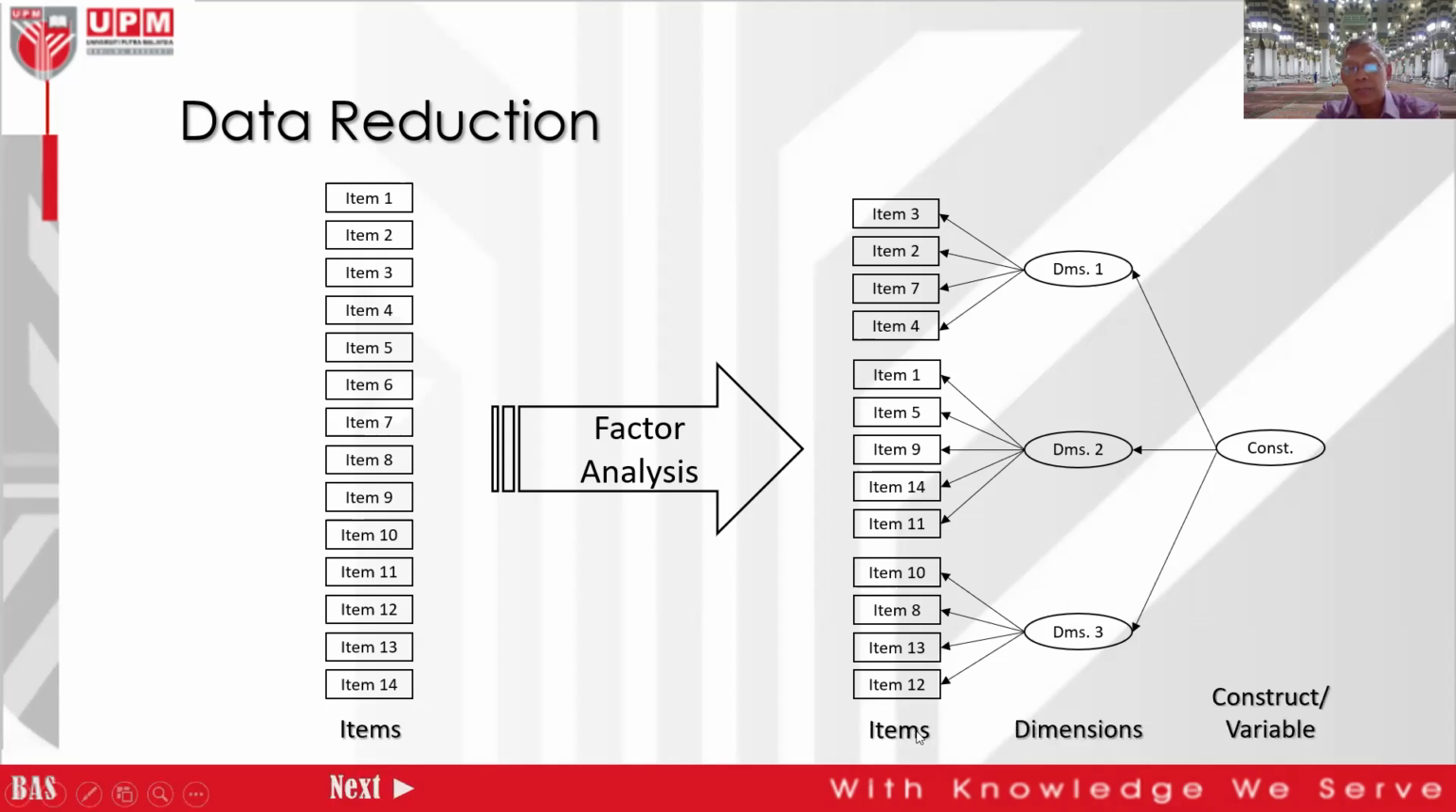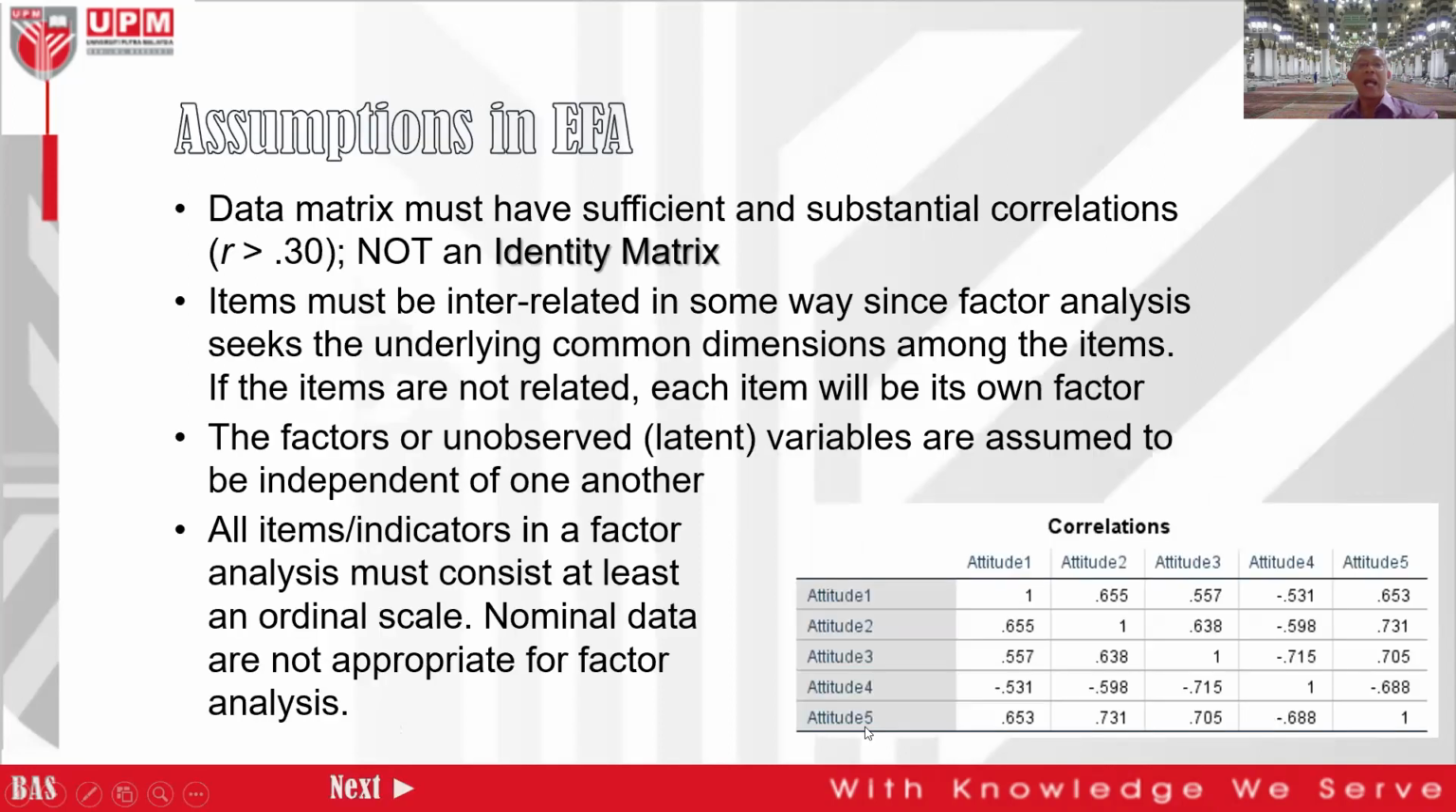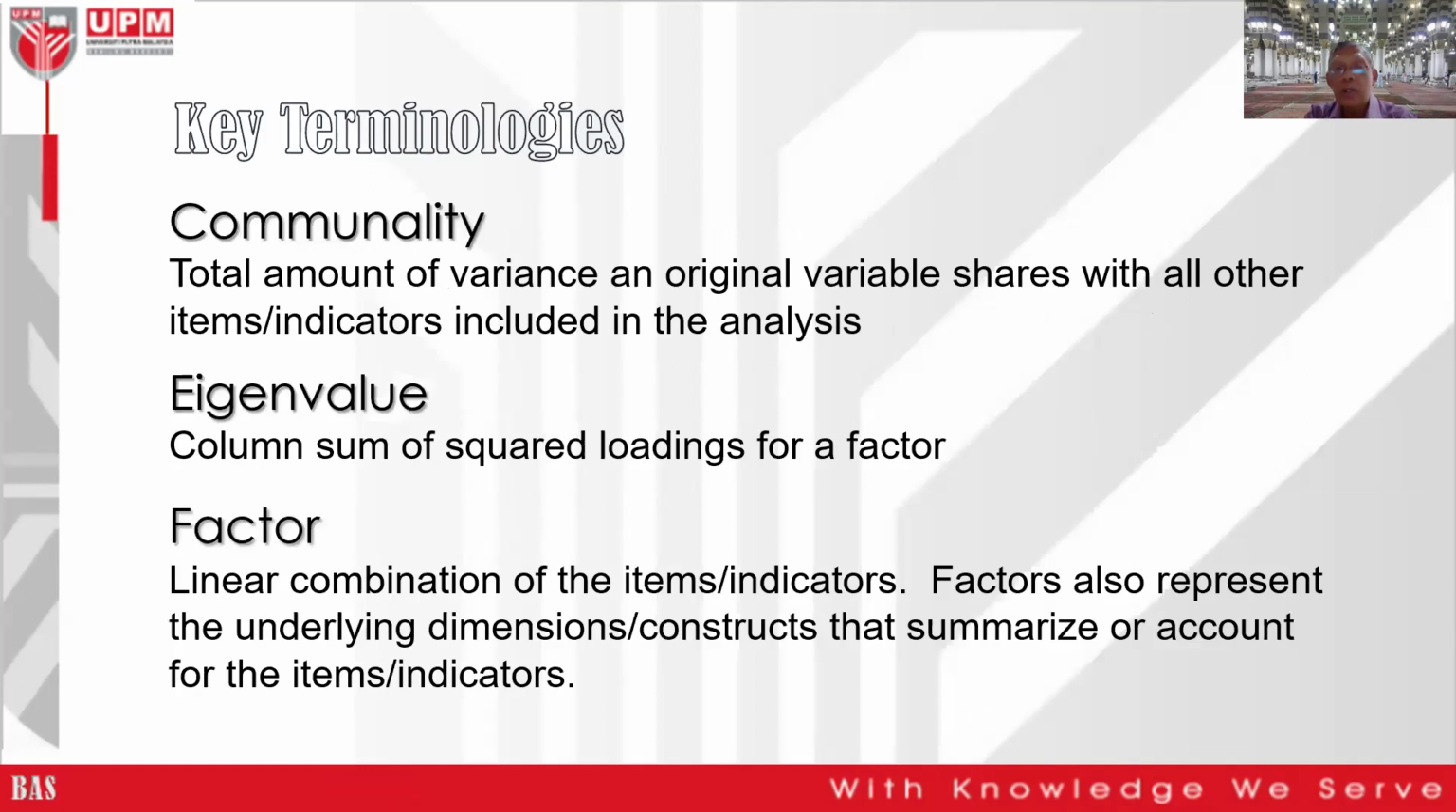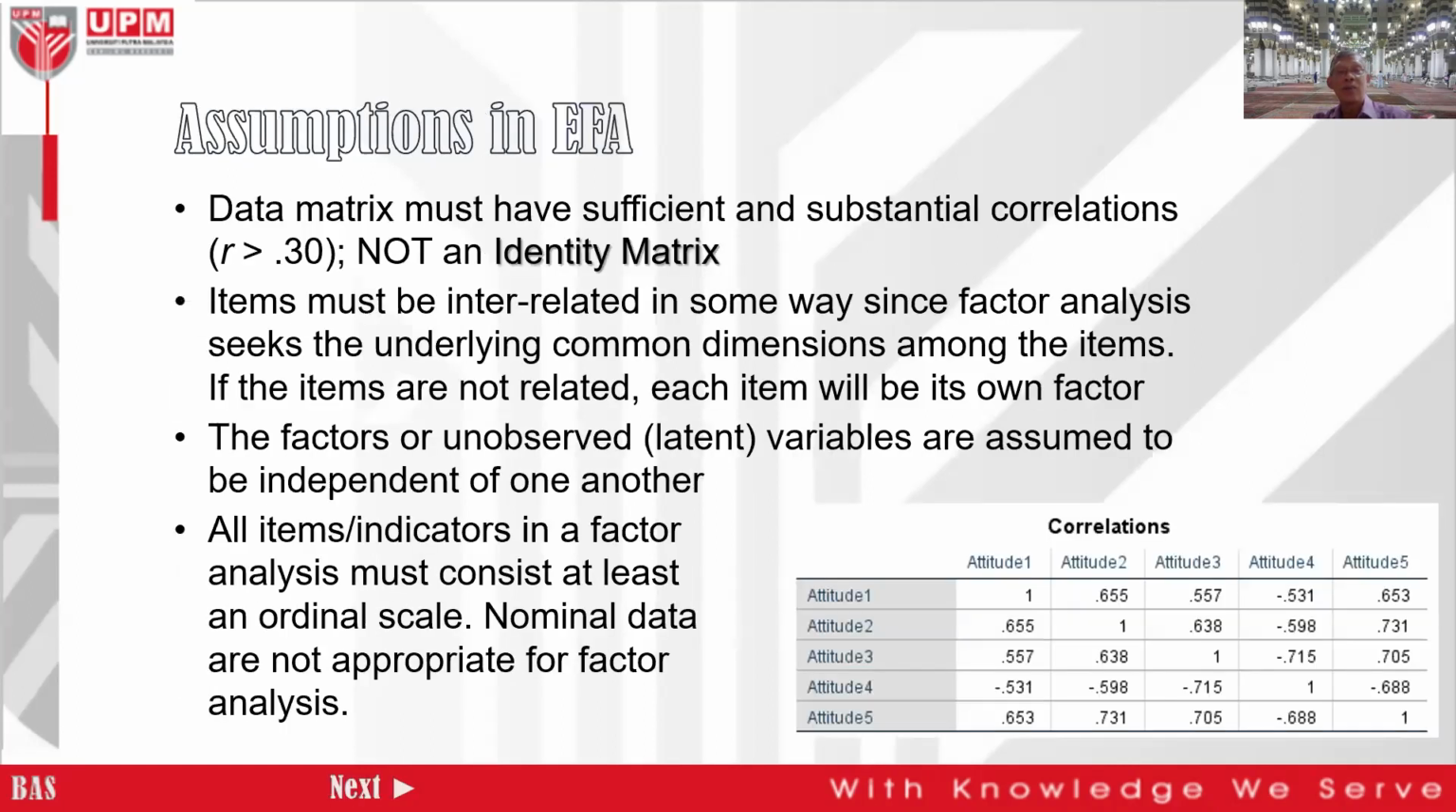So we have here the items, the dimension, and the main construct. Okay, assumptions in EFA. The first assumption is that the data matrix must have sufficient and substantial correlation. I mean, we have adequate and substantial correlation between items. That is our first assumption. We don't want to have the so-called identity matrix. What is an identity matrix?